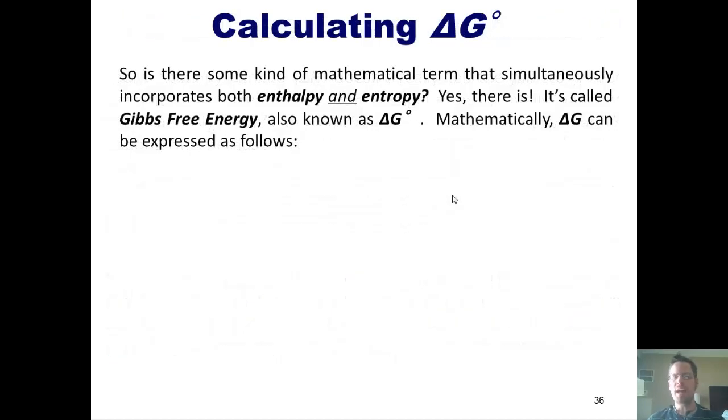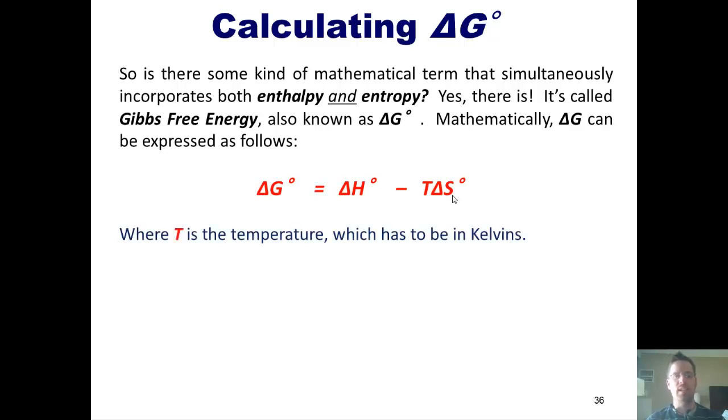So is there some kind of mathematical term that simultaneously incorporates both enthalpy and entropy? Yes, there is. It's called Gibbs Free Energy, also known as delta G. Mathematically, delta G can be expressed as follows. Delta G equals delta H minus T delta S, where T is the temperature, which has to be in kelvins.